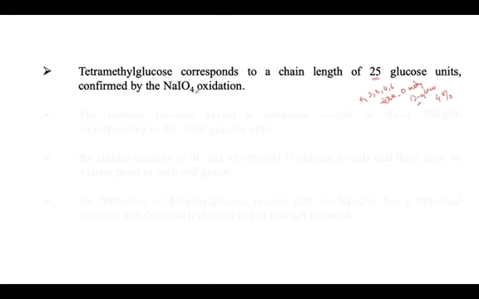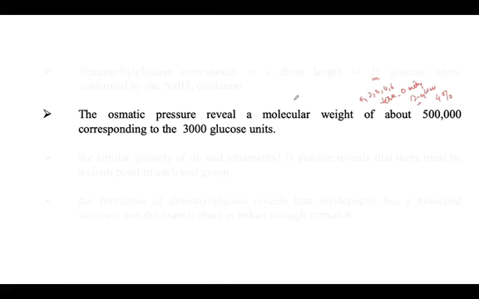This was further confirmed using sodium periodate oxidation. That was the oxidation method. But when the osmotic pressure method was used to calculate the molecular weight, it was revealed that the molecular weight of this amylopectin is around 500,000, which corresponds to around 3,000 glucose units. So there is a huge difference, about 25 glucose units versus around 3,000 glucose units.